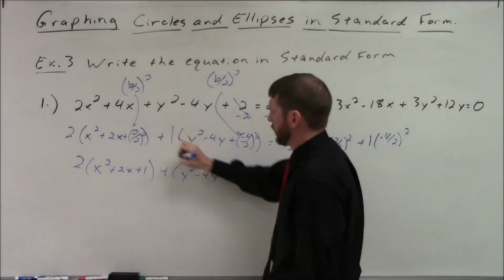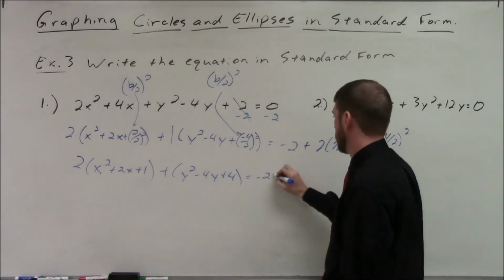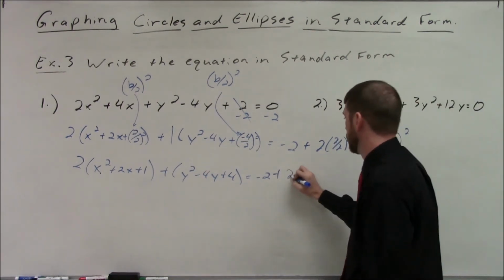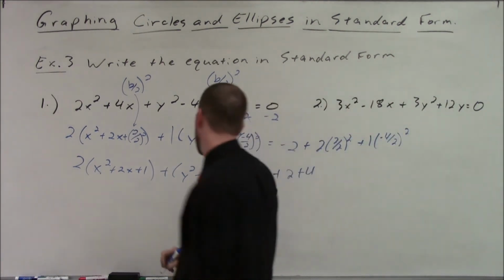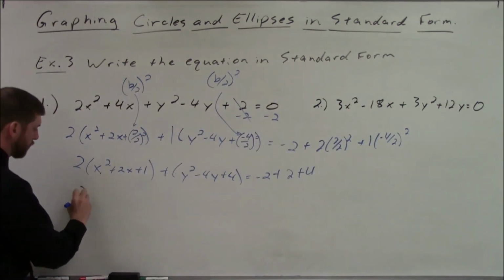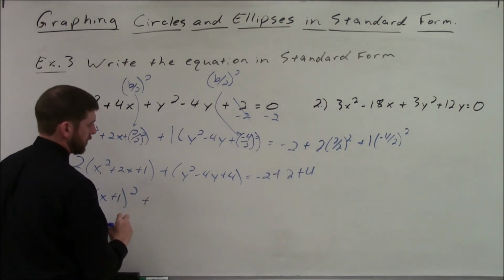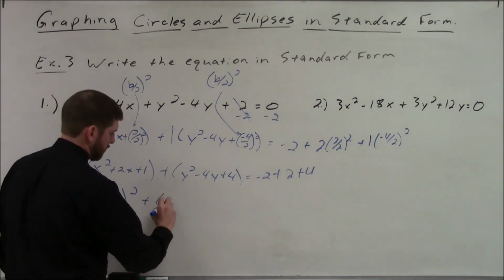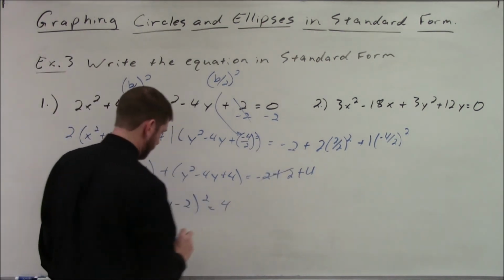So there's an understood 1 out there, so we'll just do 1 times that quantity. So you go through, do all your arithmetic. 2 times 1 is 2. 1 times 4 is 4. And when we clean it up, we get 2 times (x plus 1) quantity squared plus (y minus 2) quantity squared equals... 2 cancels, 4.